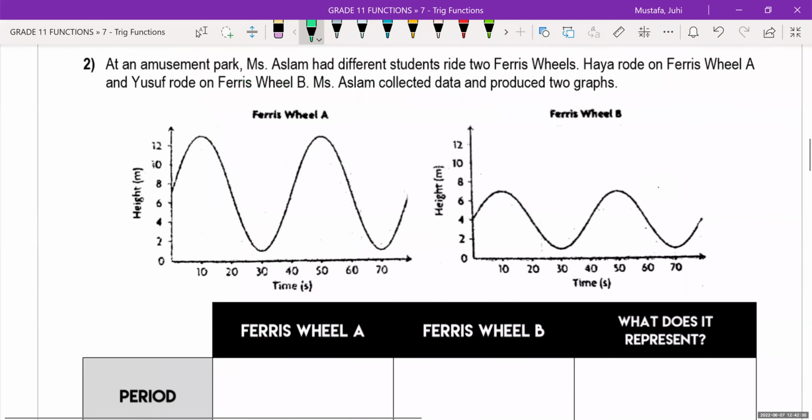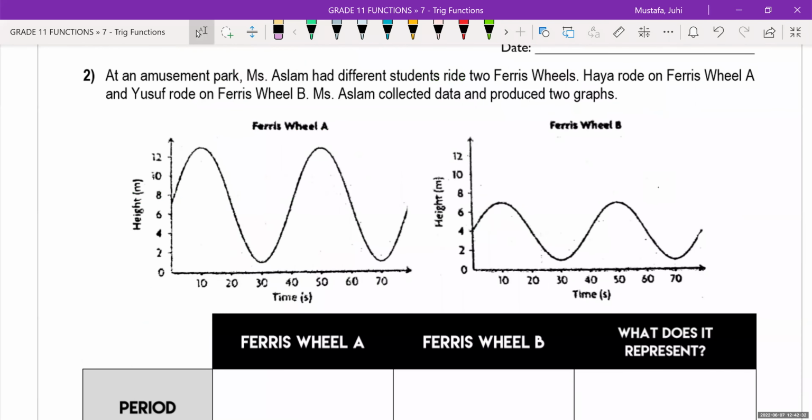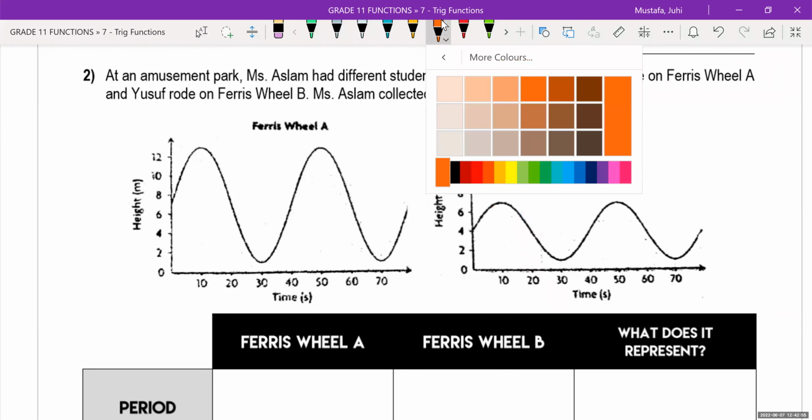Question number 2. At an amusement park, I'm very conceited in this question. I used my name. At an amusement park, I have different students riding 2 different Ferris wheels. Haya rode Ferris wheel A and Yusuf rode Ferris wheel B. I collected data and produced 2 graphs. So the first thing I want to do for these graphs is identify key pieces of information before I even start to figure out what is happening and what the question is asking for.